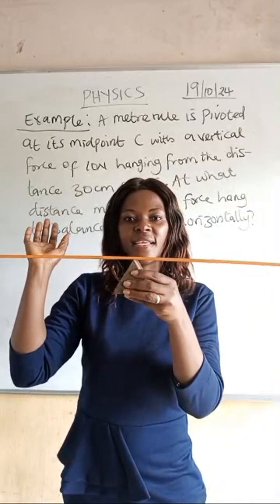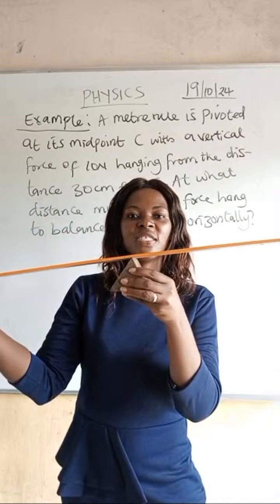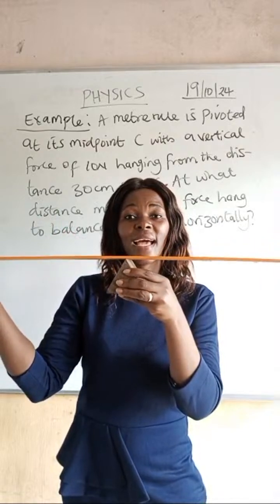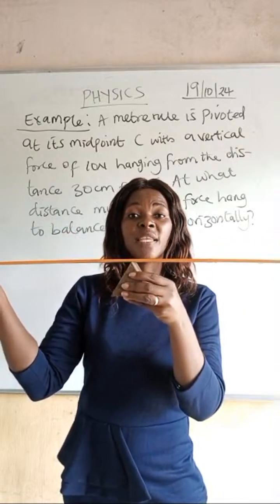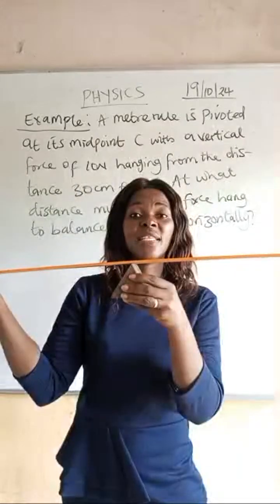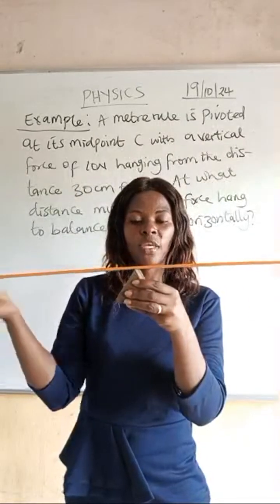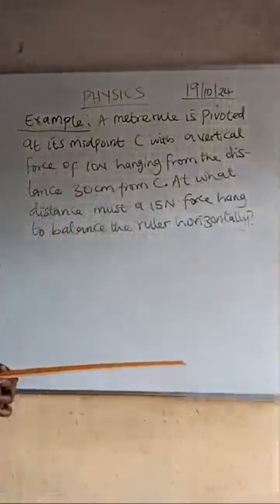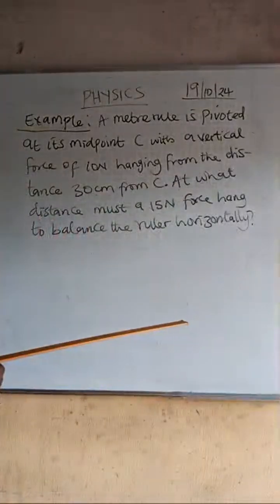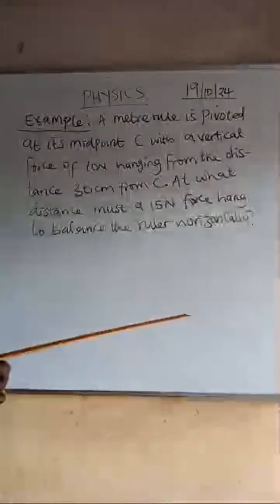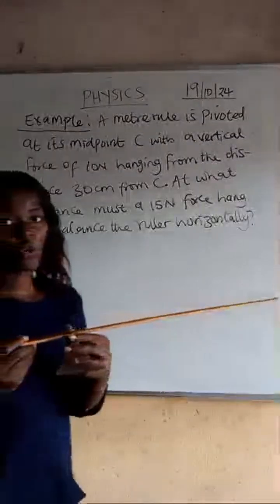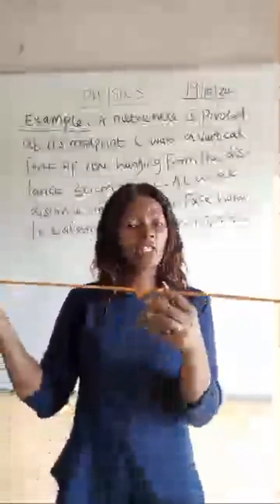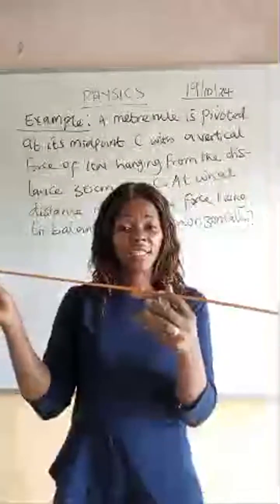Can you see it now? It has balanced horizontally, right? It's because my hand is not firm. If not, it should be lying horizontally. That means it is balanced, right? Okay. So then after that, he said a vertical force of 10 Newton hanging from a distance of 30 centimeters from C. So if you check from here, we are going to see a distance of 30 centimeters.